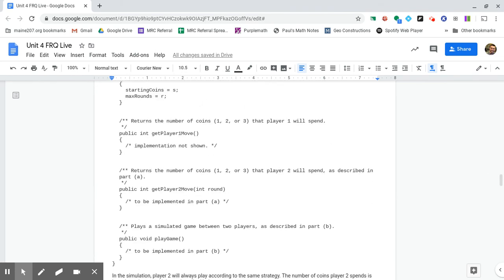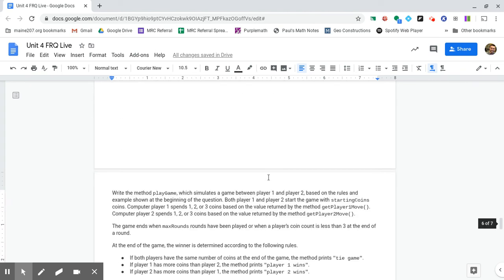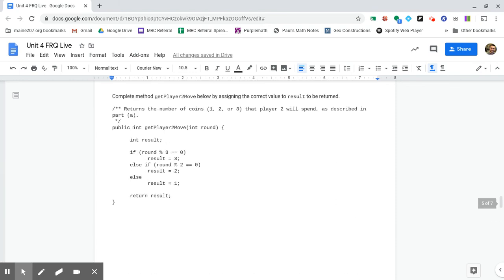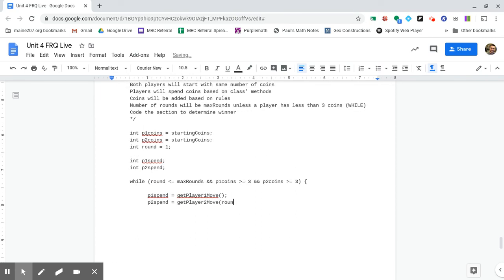P1 spend, get player 1 move. I know that this method right here is what's going to return the number of coins that player 1 will spend, so I must use that method. All right, now there was no parameter to that one, so I just open and close my parentheses. However, when I do the same for P2 spend, get player 2 move, now there was a parameter. We know that for player 2 move, you have to include the round number that you're on. And so that is going to incorporate my round variable from right here.